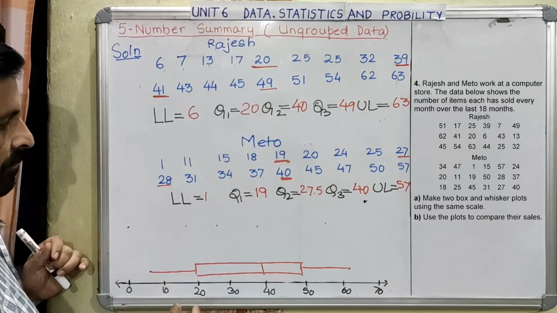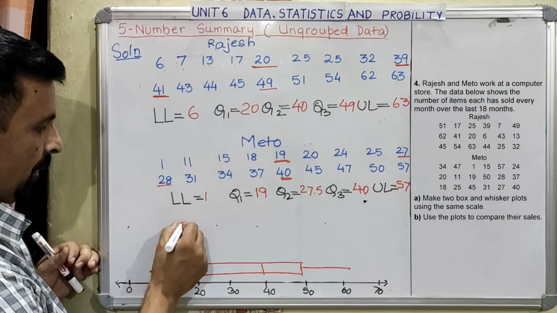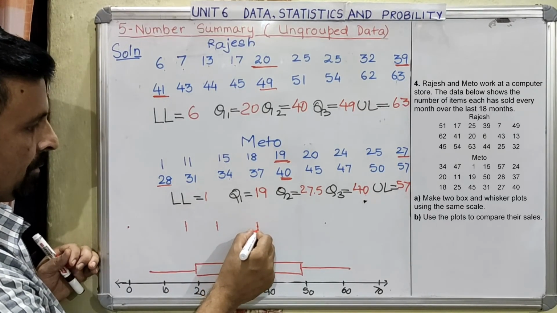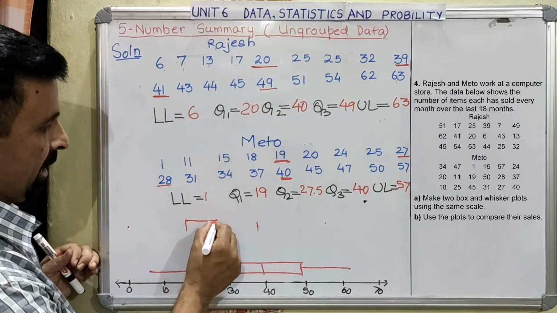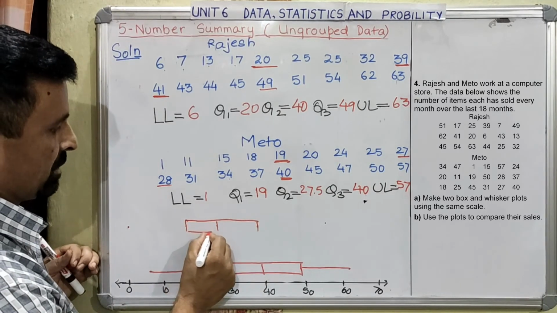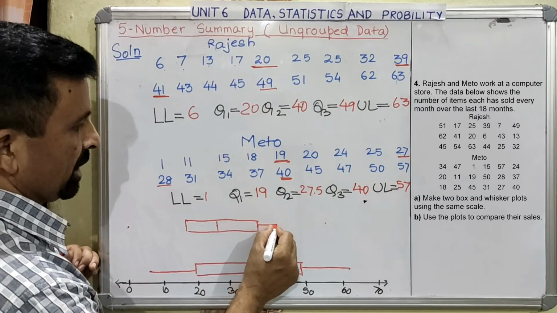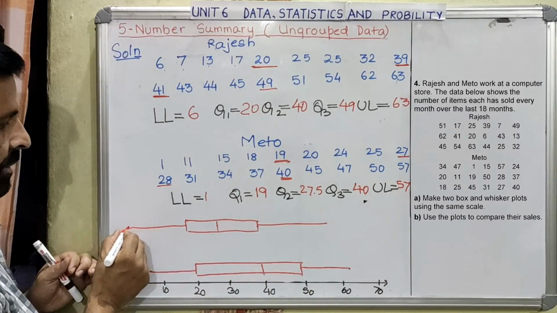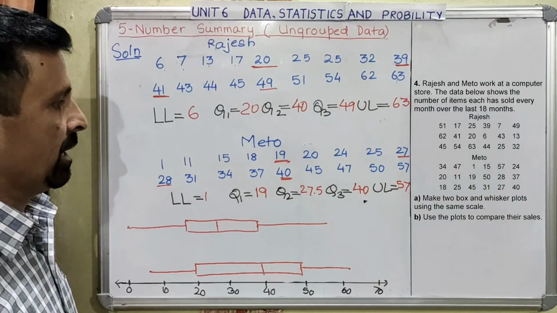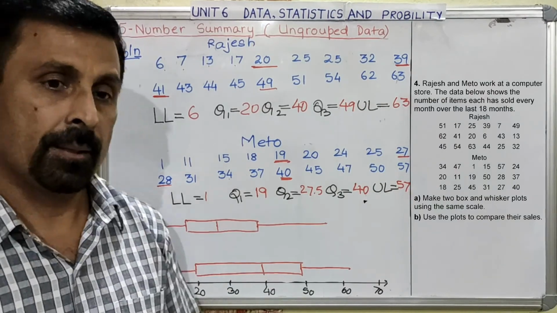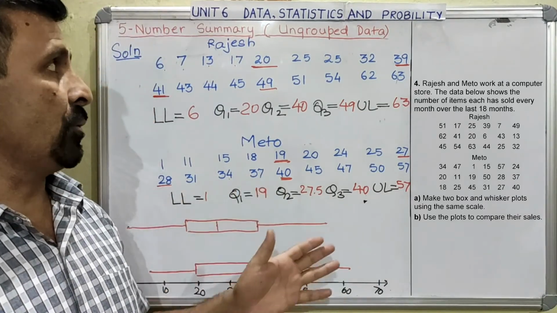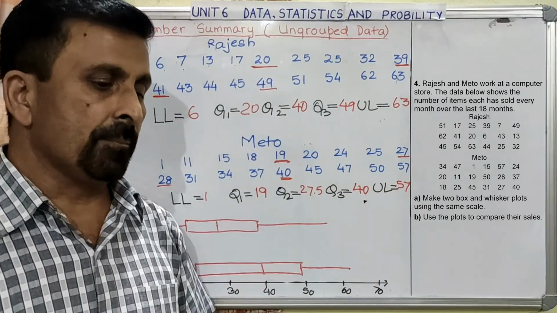Now for Mithu. Now complete the rectangle or the box, whatever you say, and then join it with this endpoint and with this endpoint. This is your final answer. Hope I am very clear. So with this, we are ending with the ungrouped set of data.